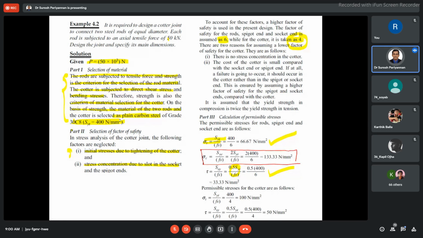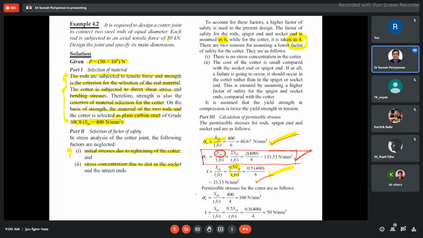This is nothing but 2 into SYT, yield strength, divided by FOS. You have to remember this concept formula. Now these are already given: 400 Newton per mm square is the tensile stress, 133.33 Newton per mm square is the crushing stress, and this is the shear stress.